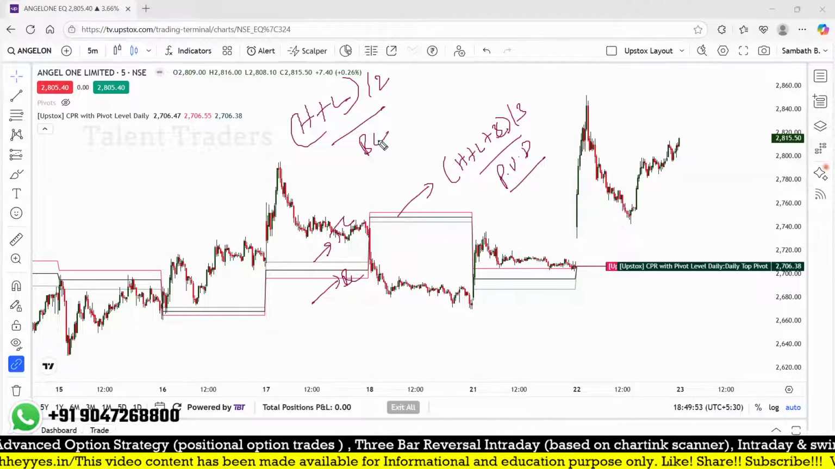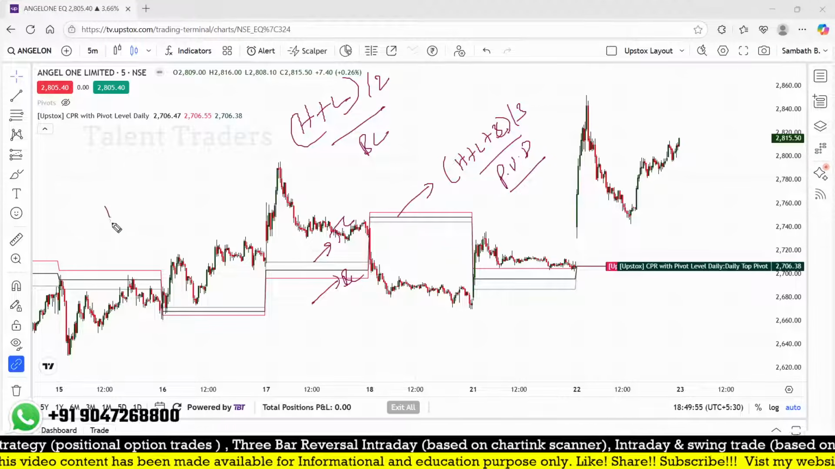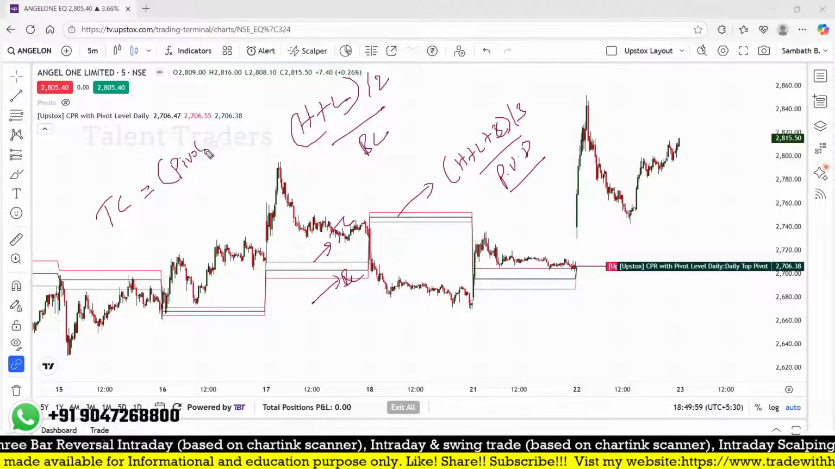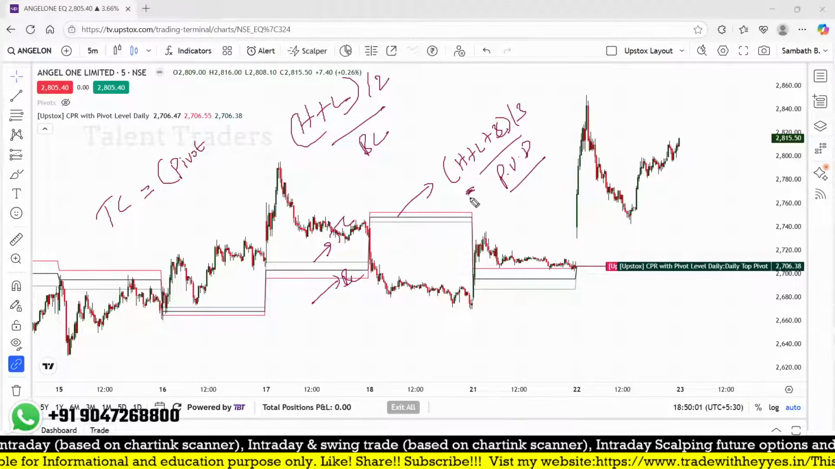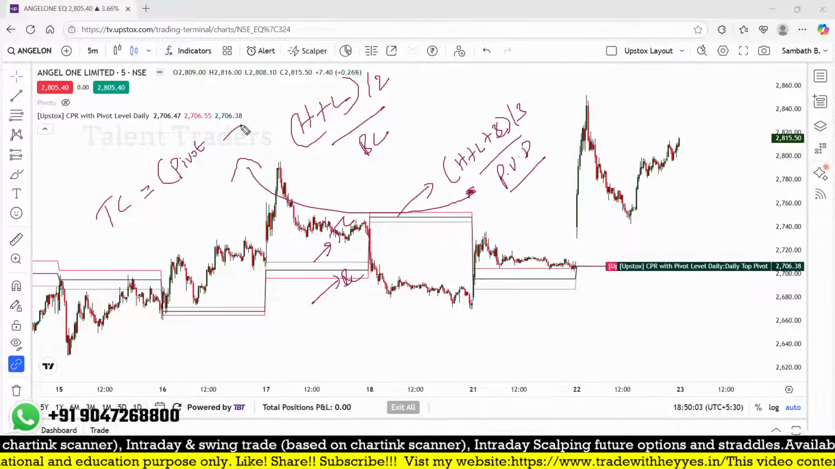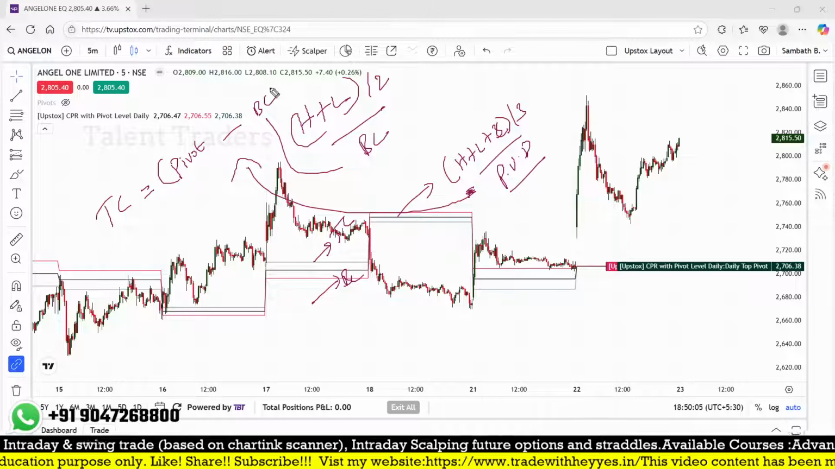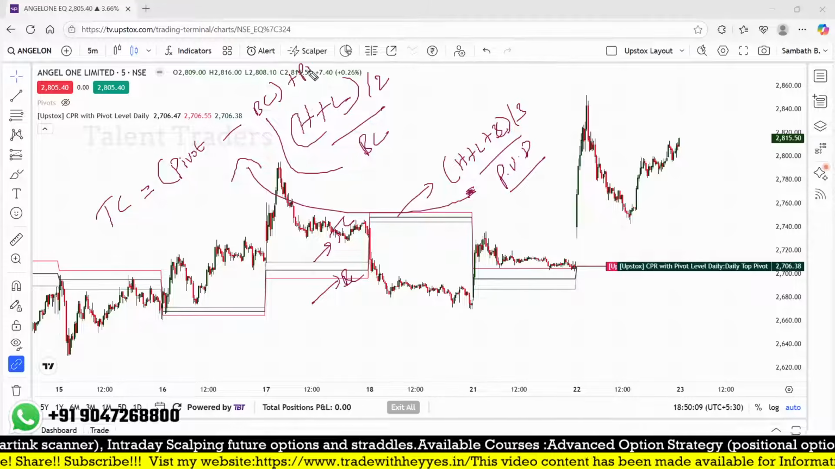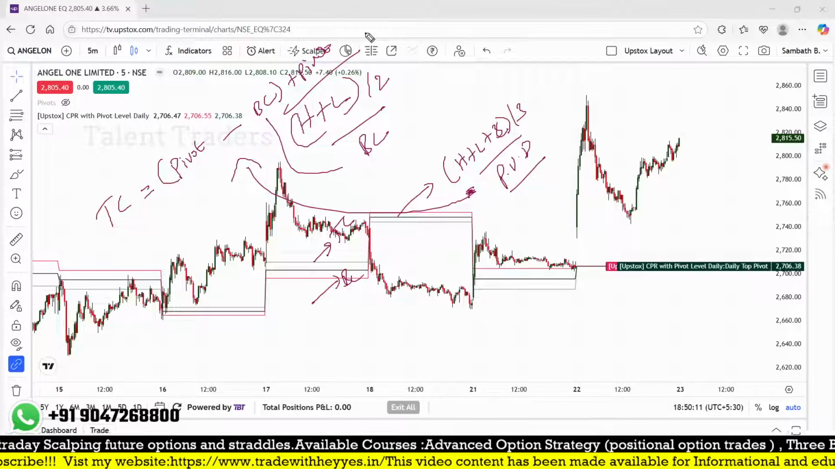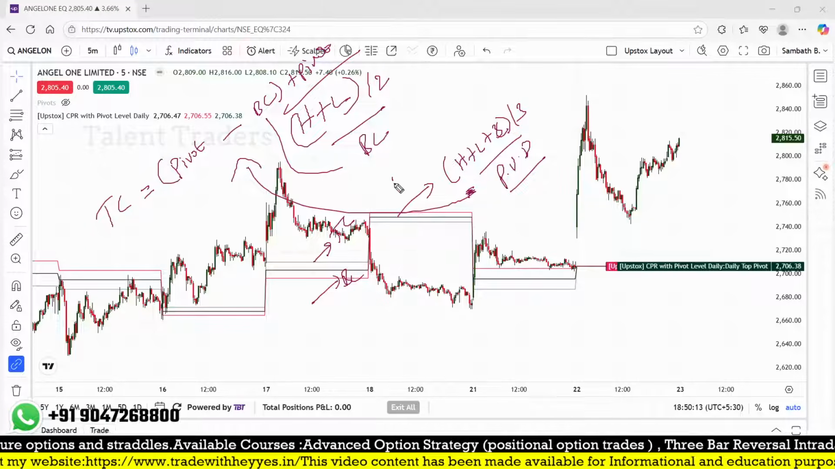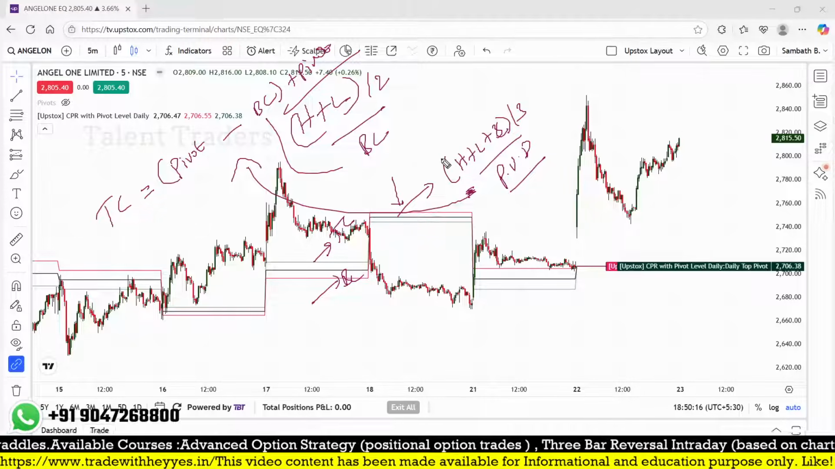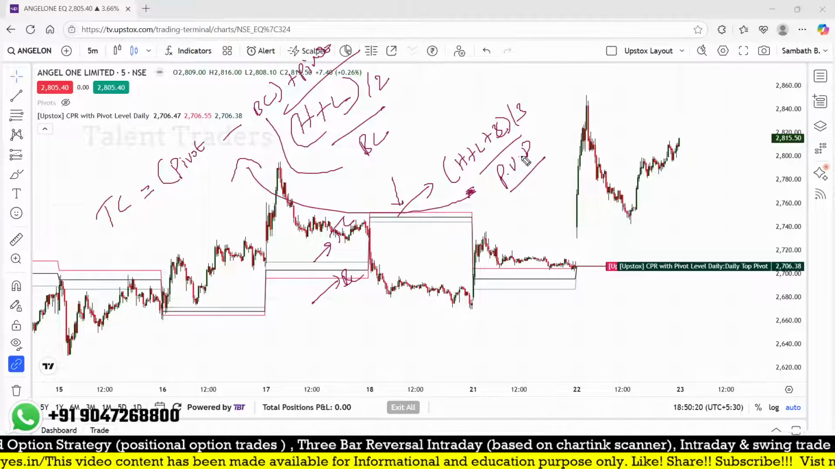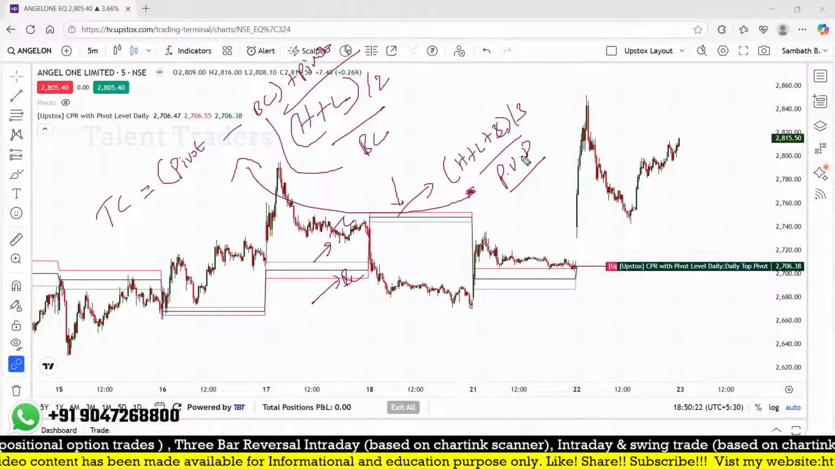And for TC, there is also a formula. The pivot which we found, minus this BC, so the TC will be pivot minus BC plus pivot. So that is how we create the top CPR, bottom CPR, and central pivot. All of these we calculate based on the formula.